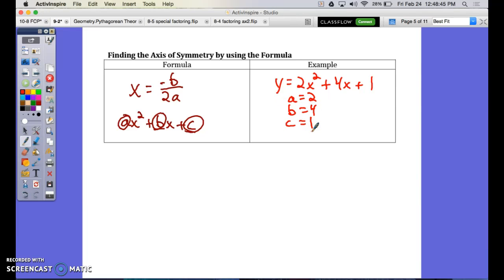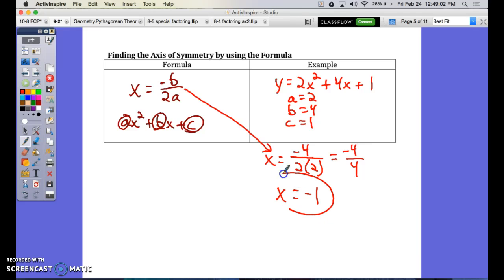So moving down, I'm going to apply this formula here, and I'm going to say x equals -4 over 2 times a, which is 2 times 2. x equals -4 over 4, and then I see that my axis of symmetry equation is x equals -1.